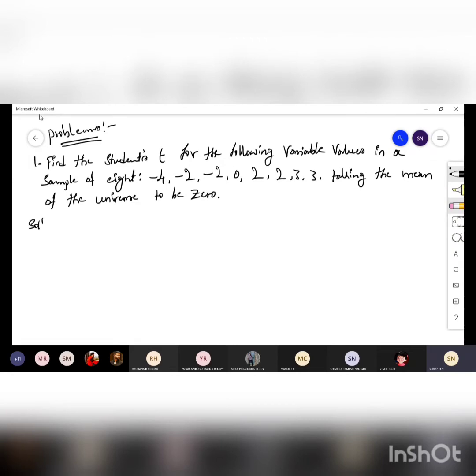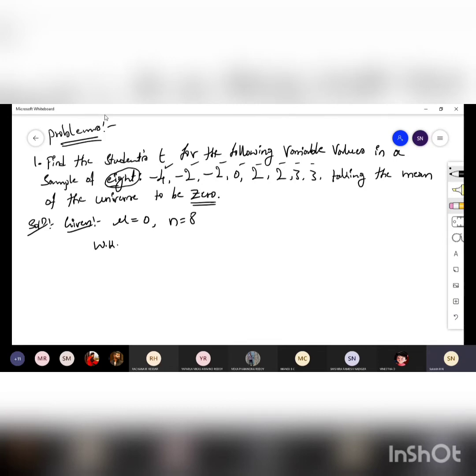Solution. Given mu is equal to 0. So here they given the value of the mean of the universe to be 0, that means the value of mu is 0. And here they given the value of n. What is the value of n? The count of those numbers: 1, 2, 3, 4, 5, 6, 7, 8. So the total count is 8. Therefore n is equal to 8.